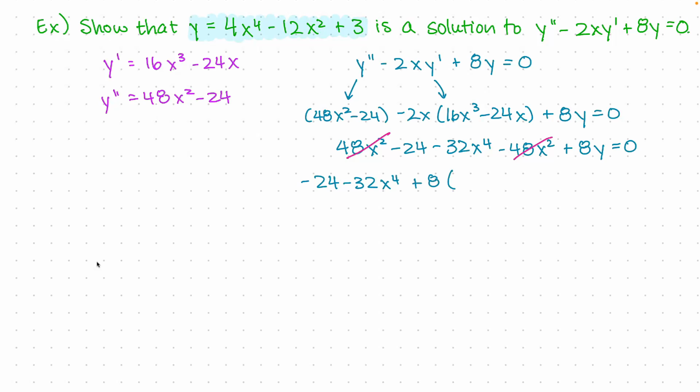Anyway, y is, where is it? 4x to the fourth minus 12x squared plus 3. Oh my god, I'm so excited. 32x to the, ooh, that's going to cancel.